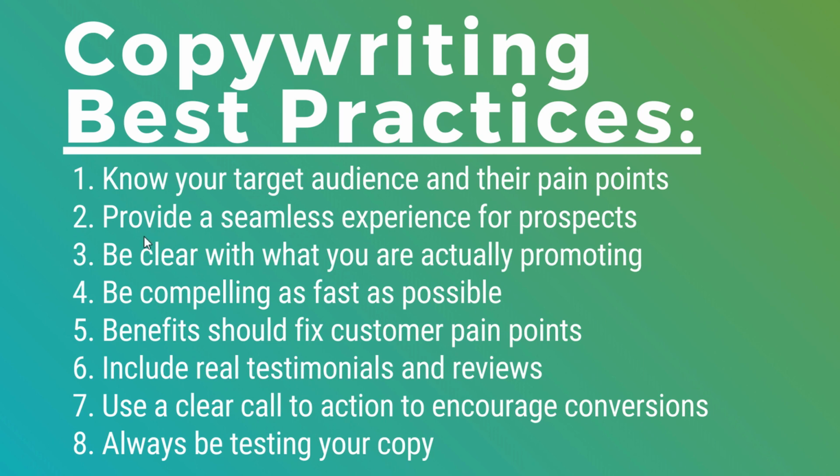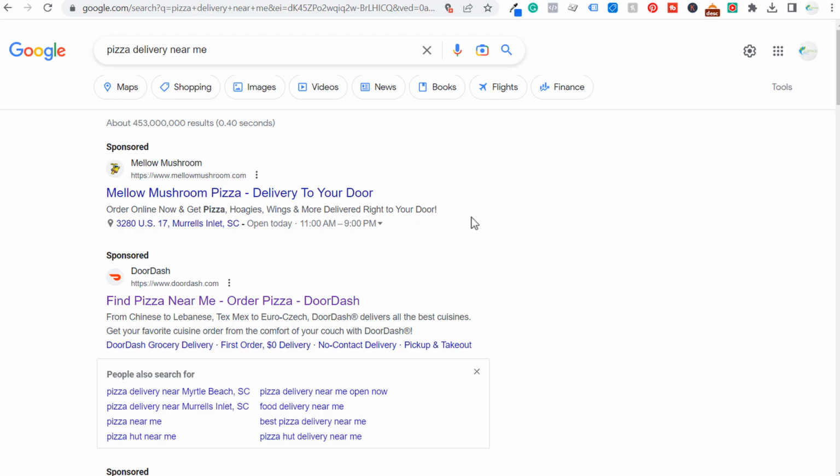Now, number 2, kind of a simple one, but provide a seamless experience for prospects. So one of the main ways that I can show this is if we come over to Google and we're just looking simply at Google Ads, you need to make sure that you are trying to create an experience that is exactly what your customer is telling you that they're looking for. Pizza delivery near me. So obviously I have a Mellow Mushroom advertisement here, Mellow Mushroom Pizza delivery to your door. Now, DoorDash, find pizza near me, order pizza.